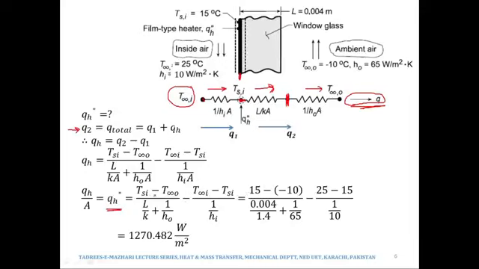And we know all the values. TSI is 15, T infinity outside temperature is minus 10 degrees Celsius. Kindly note that you need to keep the temperatures either in Celsius or Kelvin, but you need to follow one notation. Thickness of the glass is 4 millimeters, K of glass is 1.4 watts per meter Kelvin, H naught is 65, Hi is 10. So we get this QH flux as 1270 watts per square meter.